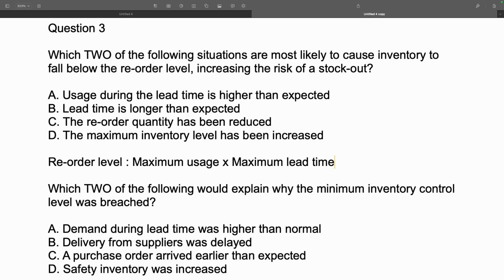Usage during the lead time becomes higher than expected. Okay, that's one of the issues you should be aware of. Remember, usage during the lead time is higher than expected. The next one, lead time is longer than expected. Both of these will cause inventory to fall below the reorder level, increasing the risk of stock out. So the answer is actually these 2.